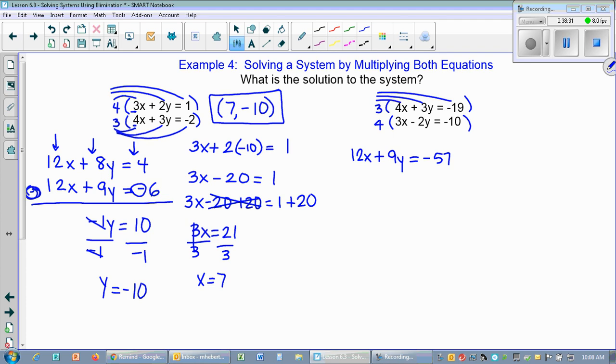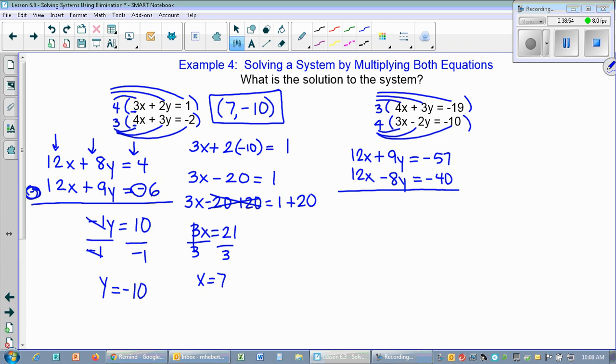Now we're going to go ahead and multiply the second equation, everybody, by 4. 4 times 3x is 12x. 4 times negative 2 is negative 8y. And 4 times negative 10 is negative 40.